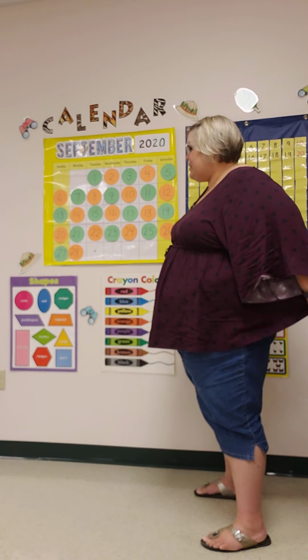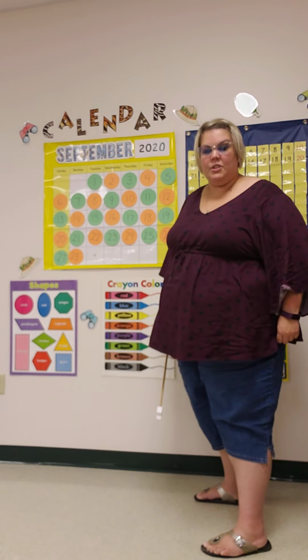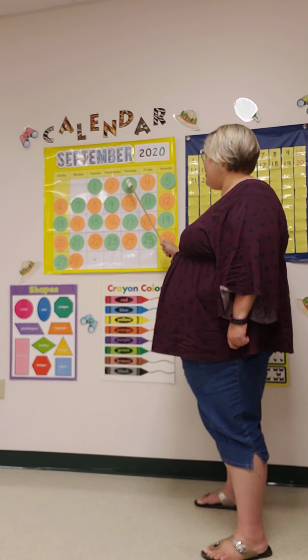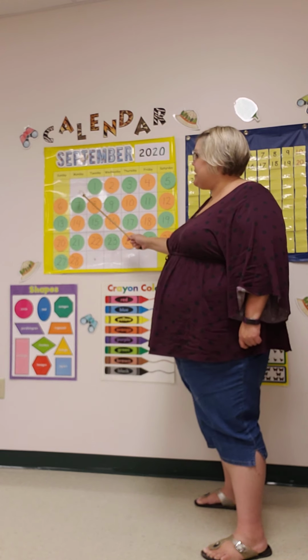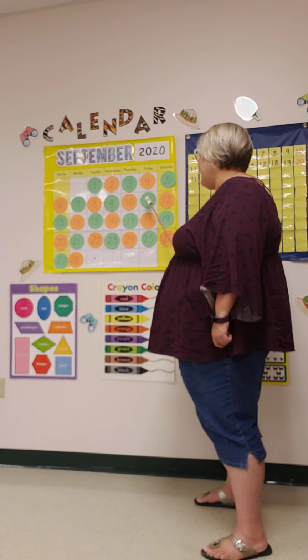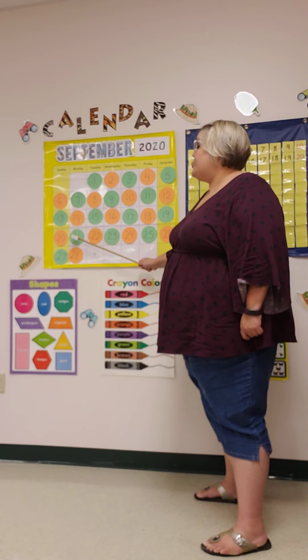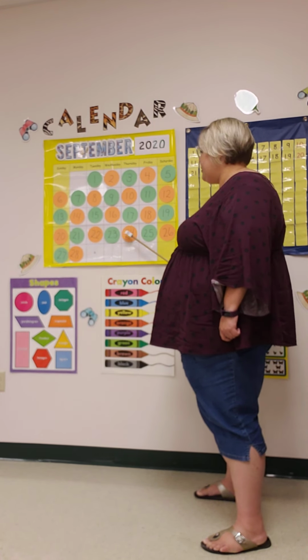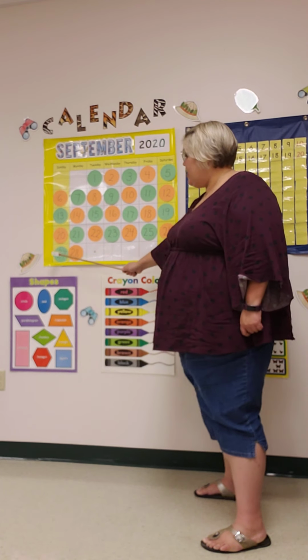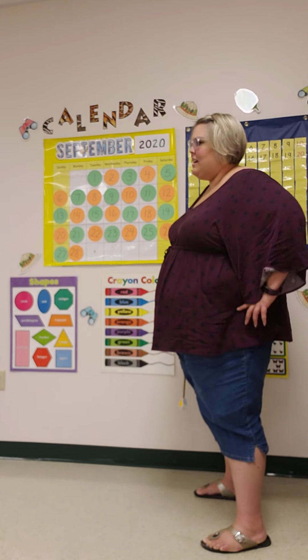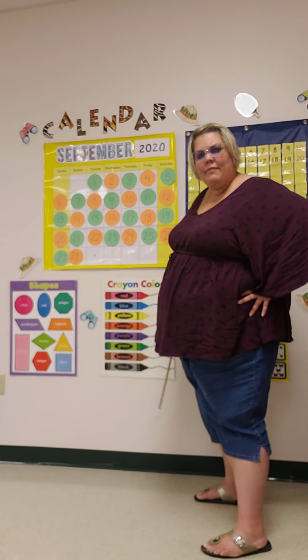Then we'll have a new month called October. Let's count and see what number is going on our calendar today. Are you ready? Let's do it. 1, 2, 3, 4, 5, 6, 7, 8, 9, 10, 11, 12, 13, 14, 15, 16, 17, 18, 19, 20, 21, 22, 23, 24, 25, 26, 27, 28, 29. Now, friends, what kind of pattern do we have on our calendar?